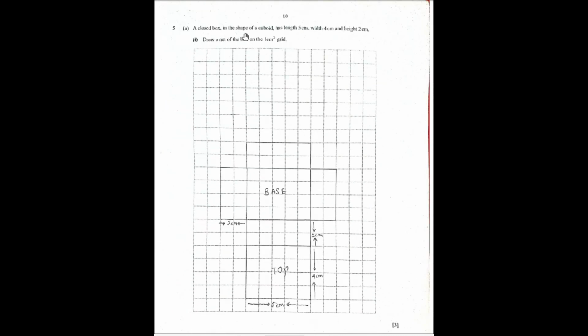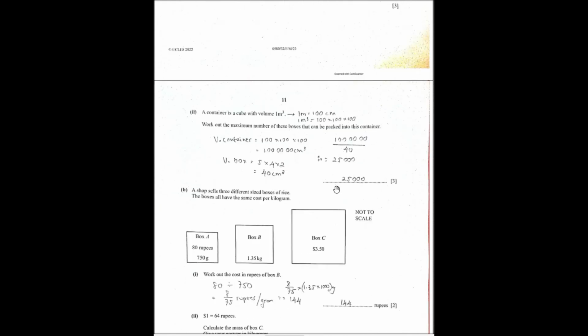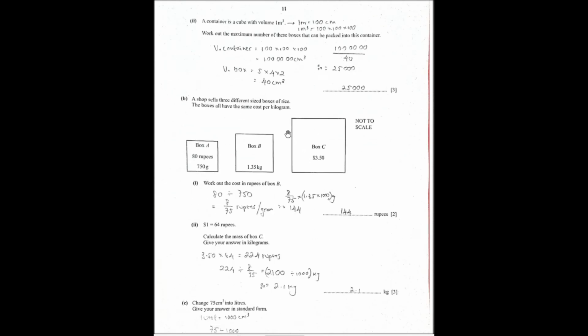Question 5a. A closed box in the shape of a cuboid has length 5 cm, width 4 cm, and height 2 cm. Draw a net of the box on a 1 cm square grid, and you should get a diagram that looks something like this. Next, a container is a cube with a volume of 1 cubic meter.